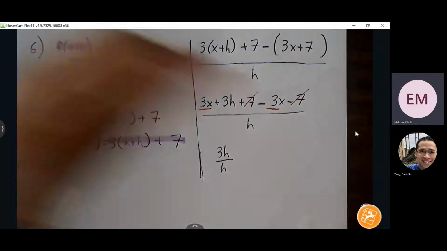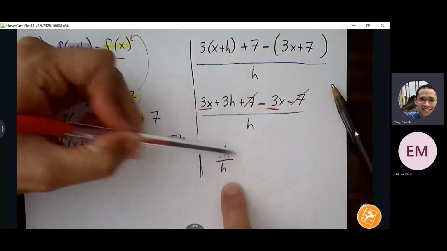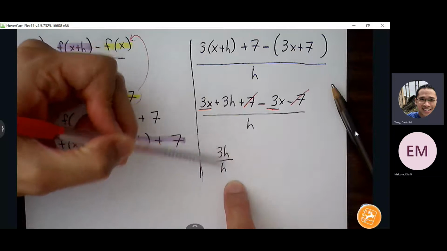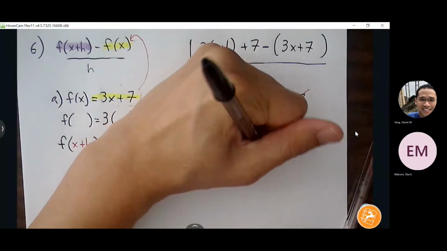Is that as far as we can get it, or can we cross out the h's? Yeah, we can cancel it out, because there's nothing that's added to this term that's preventing us from reducing, so we can get it all the way down to 3. Okay.